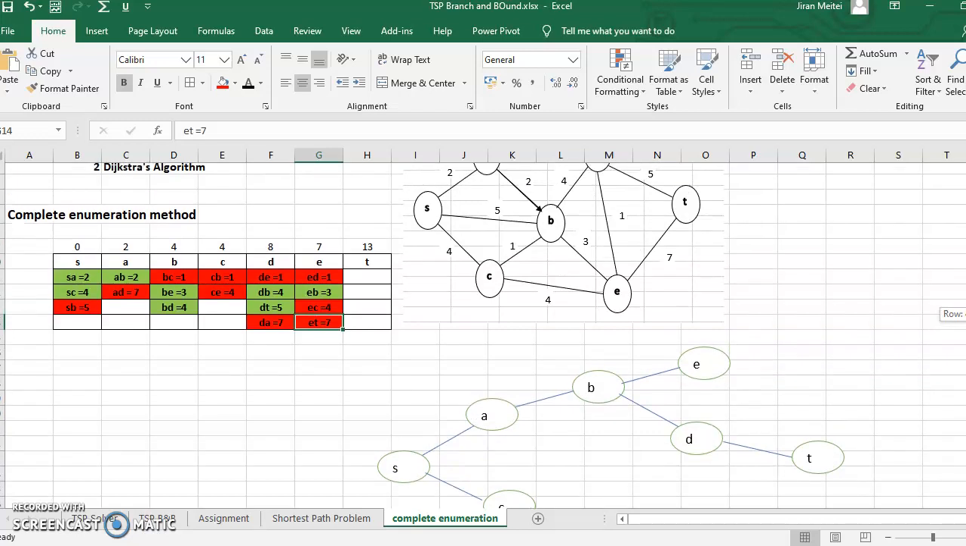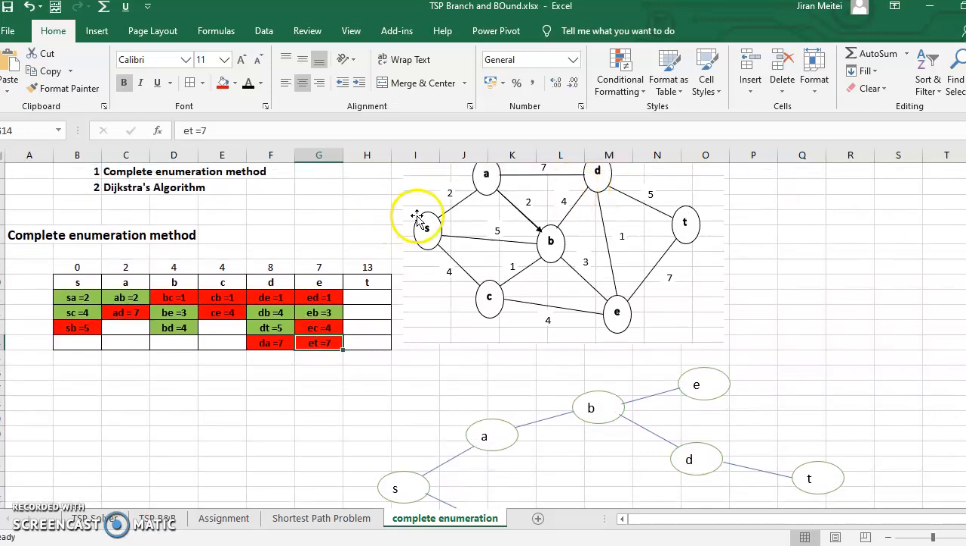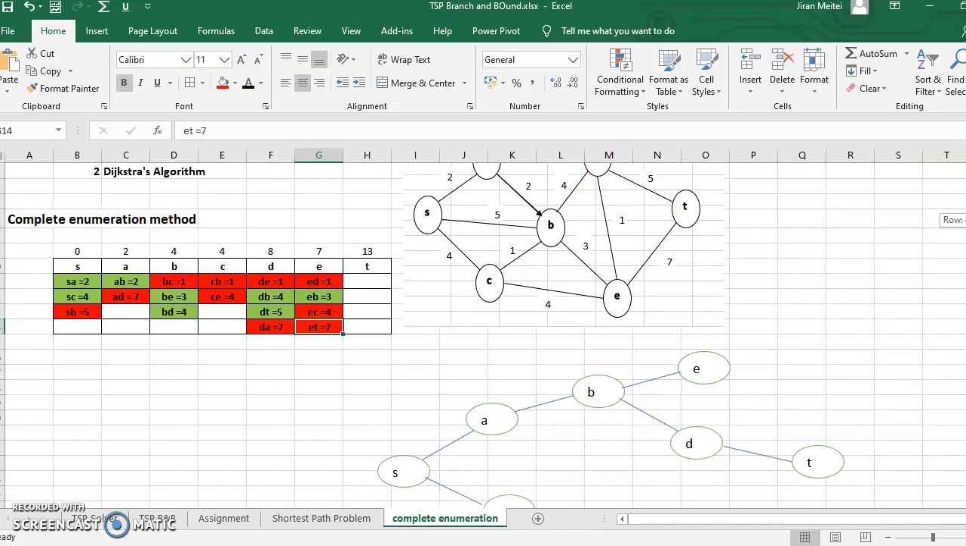Let's check it from the network. You go from S to A is 2, then from A to B is 2, 4, 4 plus, from B to D is, sorry, B to D is 4, 8, 8 plus 5 is 13. So this is how you find out the shortest path using the complete enumeration technique, right?